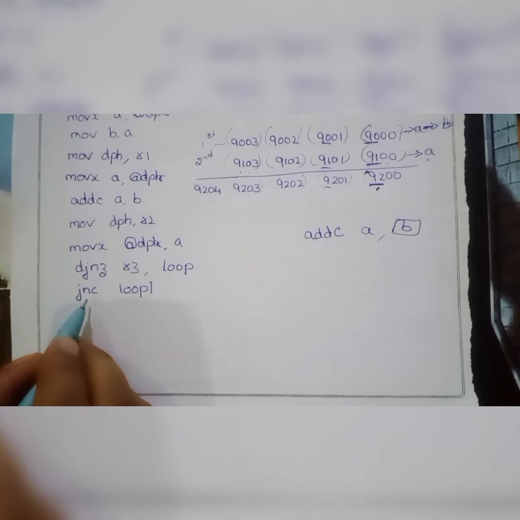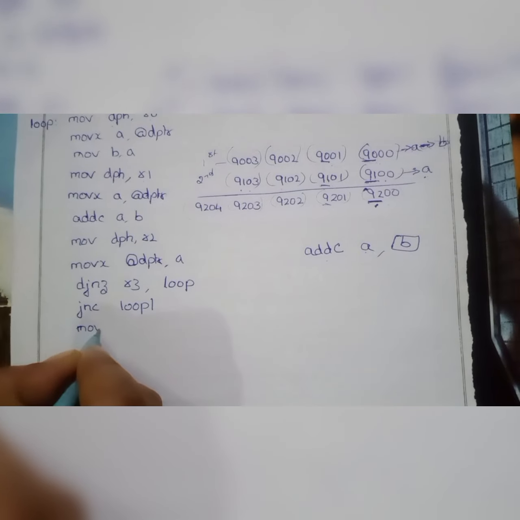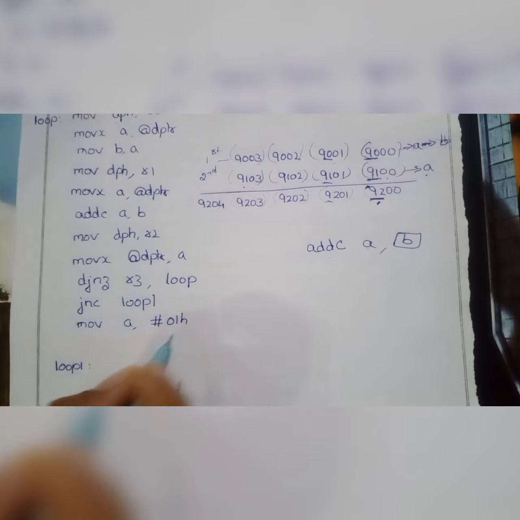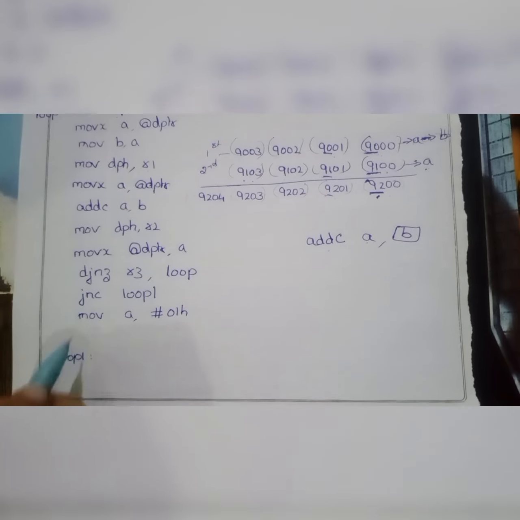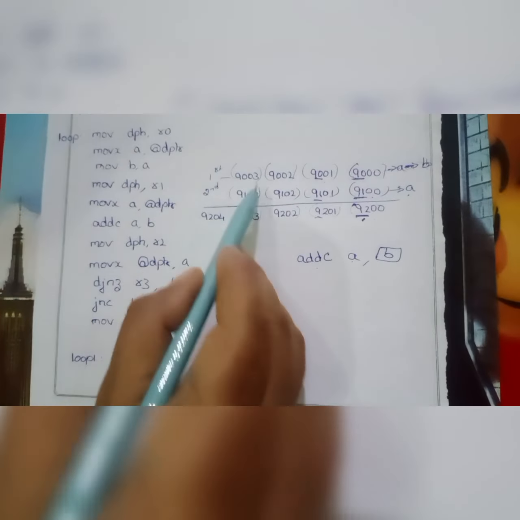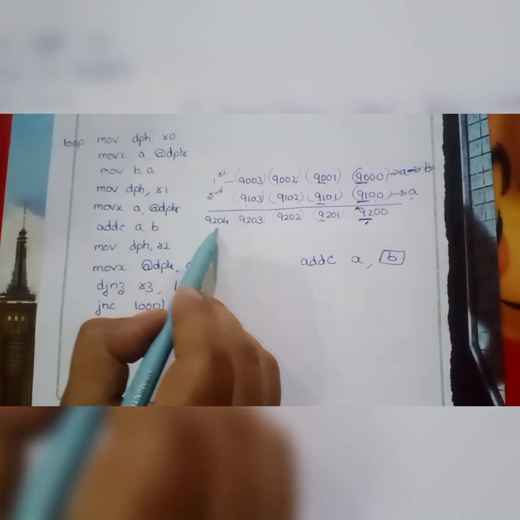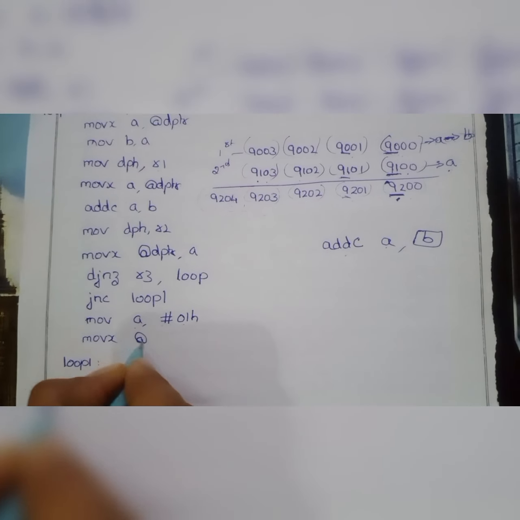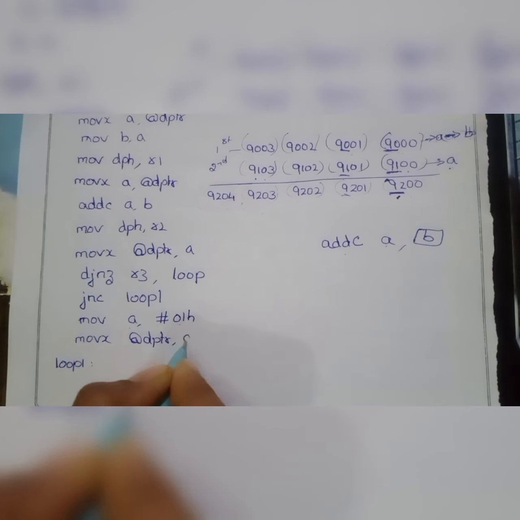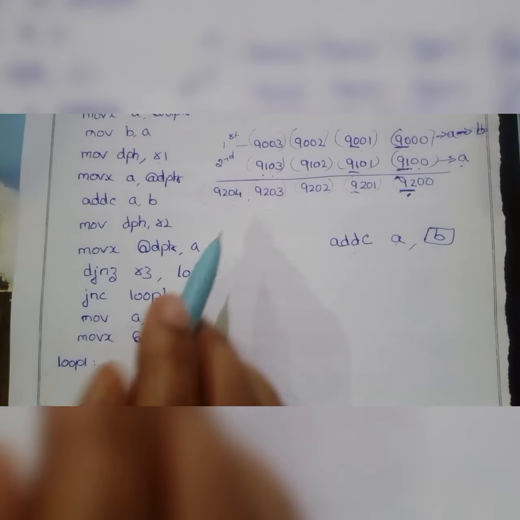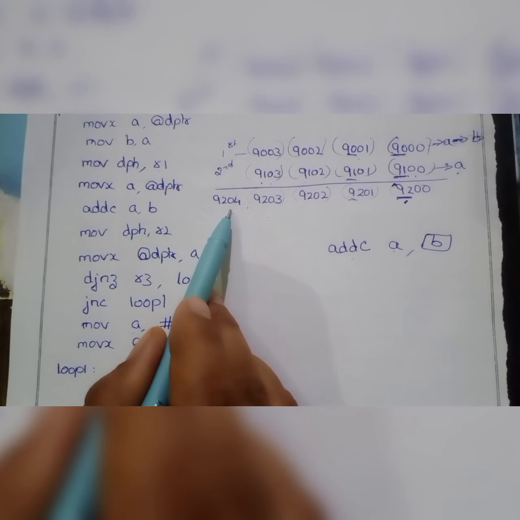If carry is there, we shall try to move the same into the register A. That is, if carry is not there, we are jumping to loop 1. If carry is there, we are moving 0, 1 to A because maximum carry that can be generated is 0, 1 only. And I have to store it in this memory location. Hence, 0, 1 is being copied to A and the same has to be copied to the next memory location for which we are writing MOVX @DPTR, A. So if carry is there, that will be there in the next memory location, that is 9204.